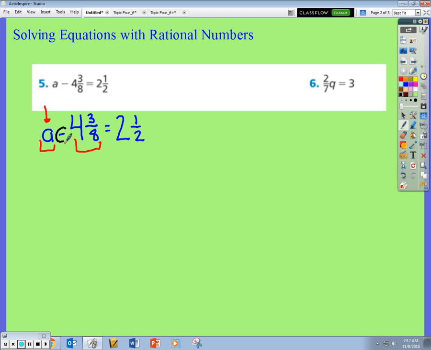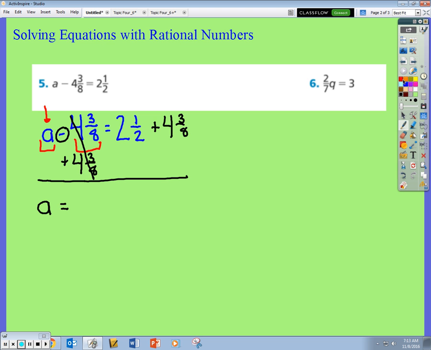I notice that it's being subtracted. I now use the addition property of equality. I'm going to add 4 3/8 to both sides. What that'll do is it'll cancel out the 4 3/8 on the left side, leaving me with nothing here. I'm going to add the 4 3/8 to the right side. We are now left with a on the left side of the equation, which is what we want.